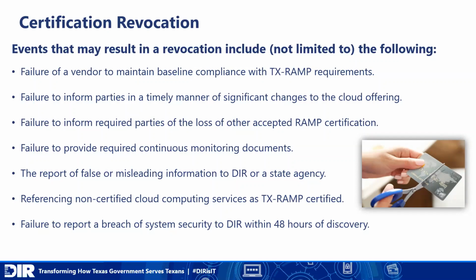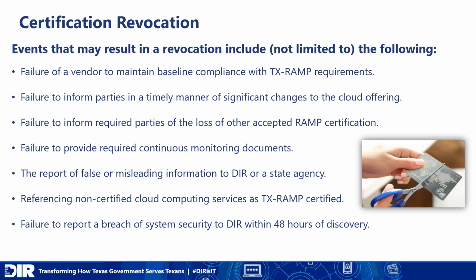Failure to inform of a loss of other accepted RAMP certification. Obviously, if they lose their StateRAMP certification, and that is what we had certified them under, we will inform all the parties involved in those cases. Failure to provide continuous monitoring information. Essentially, any violation could potentially result in a revocation of their certification. Obviously, this is not our first line of defense.